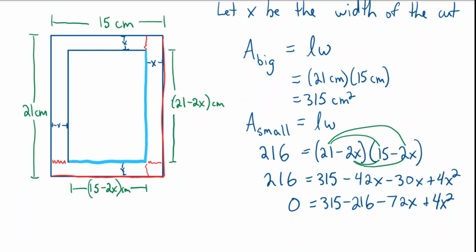Because this is a 0 here, I kind of like having things on the left side, so I can just rewrite it without changing the sign or anything. I'm able to write this. What's 315 minus 216? We get 99.